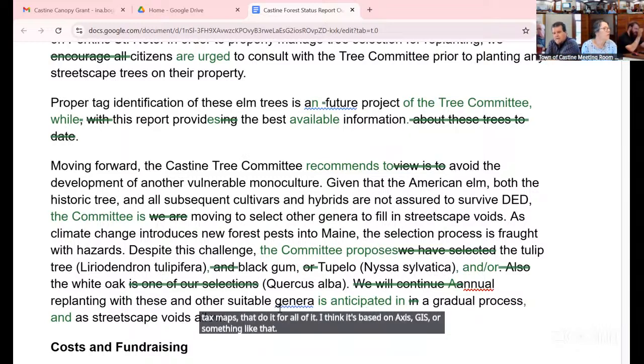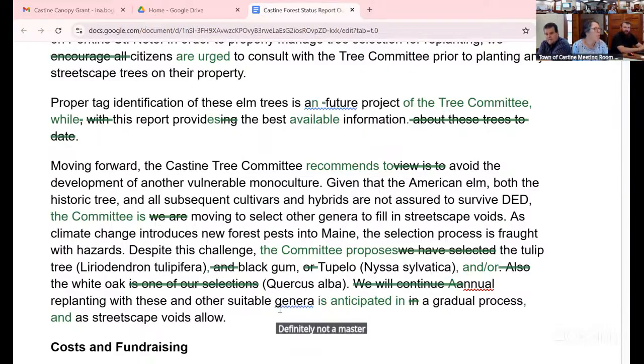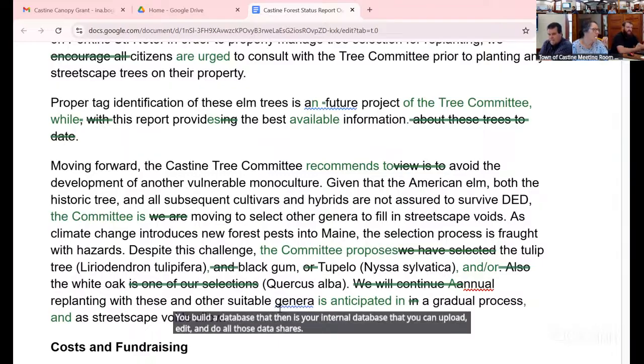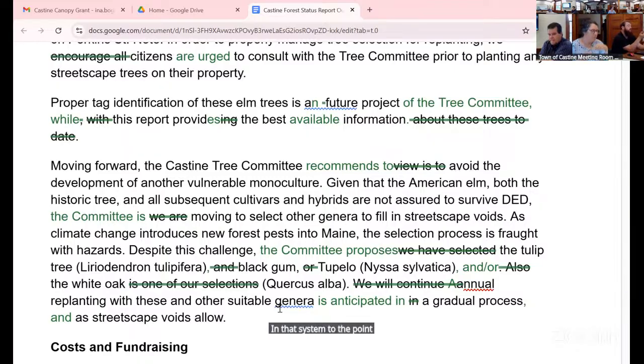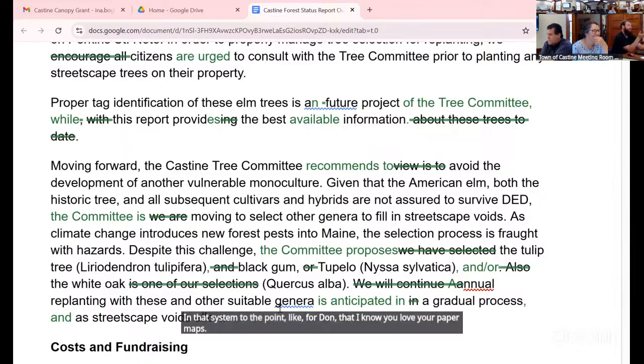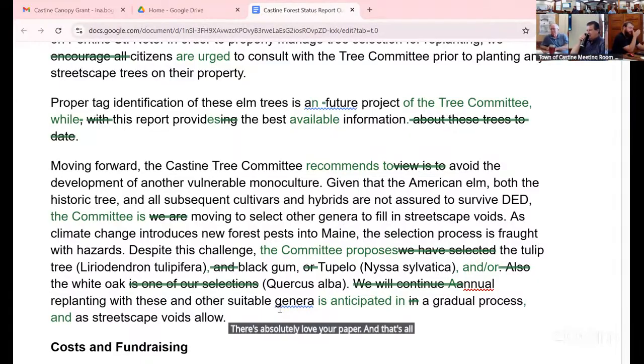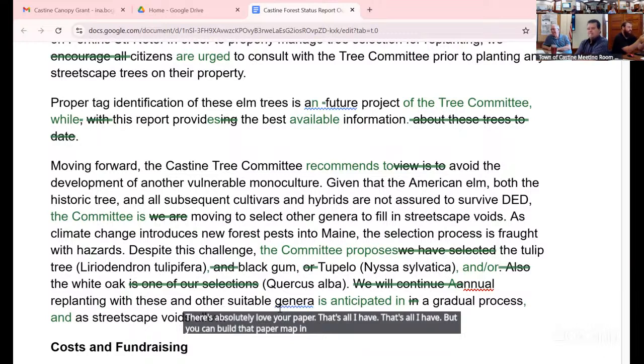But speaking as definitely not a master, but a dabbling everyday general practitioner, you build a database that then is your internal database. You can upload, edit, and do all those data shares in that system. To the point, like for Dawn, I know you love your paper maps. But you can build that paper map in a system in the town's GIS layer that has all the data that's in your mind or on paper, built right into the layers themselves. That's the real power of it.